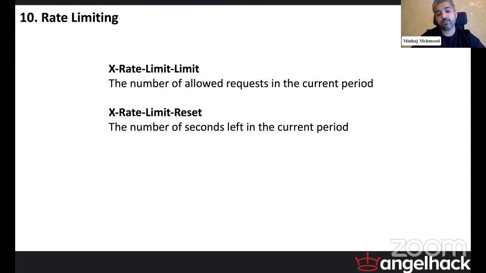So I call them expensive operations because if a client calls those operations, the server actually processes everything and then returns the response. Until then, the client is waiting. Now, rate limiting becomes very important.